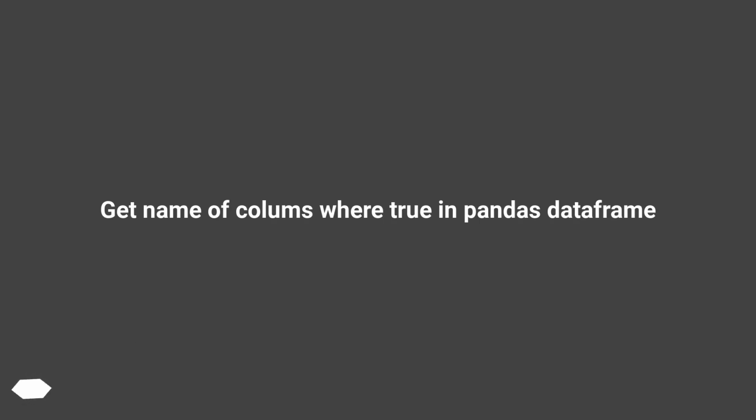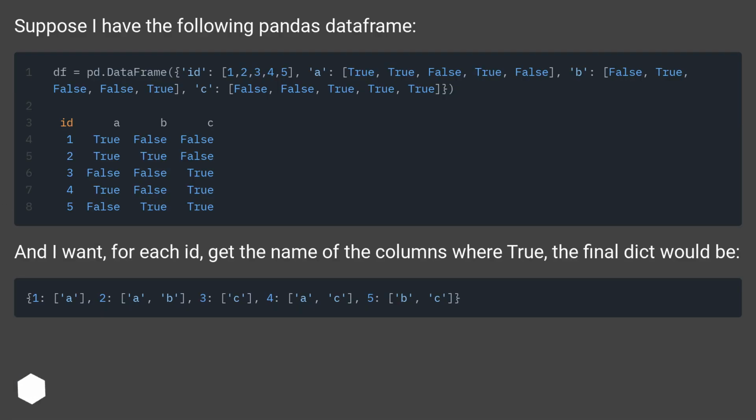Get name of columns where true in pandas data frame. Suppose I have the following pandas data frame. And I want, for each id, to get the name of the columns where true. The final dict would be.